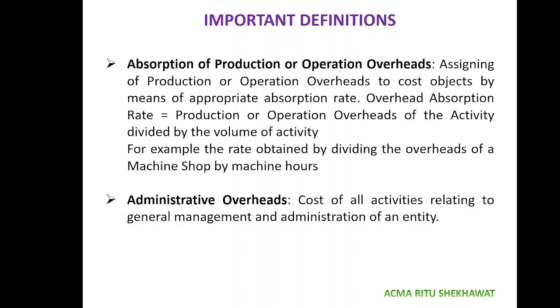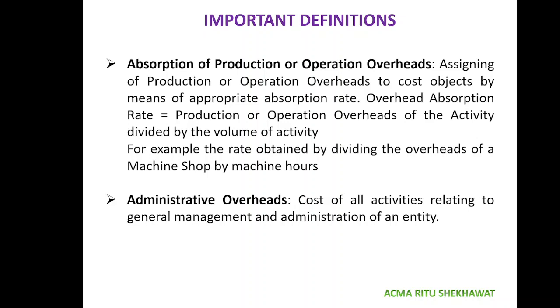Now let's move further with an important definition: absorption of production or operation overhead. It is the assignment of production or operation overhead to a cost object by means of an appropriate absorption rate. Overhead absorption rate is equal to the production or operation overhead of the activity divided by the volume of the activity. For example, the rate obtained by dividing the overhead of a machine shop by machine hours. In this way, we simply need to identify the volume and the operation overhead of the activity.